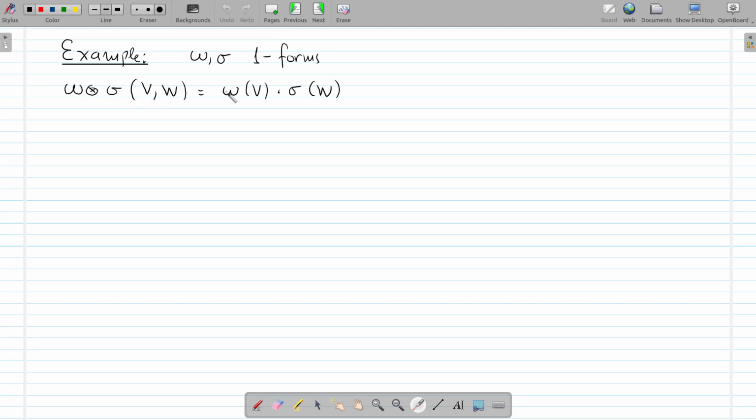Then this action is given by the product of the separate actions of omega on the first slot v and sigma on the second slot w. But we know what those actions are, because we know the forms omega and sigma. As a special case, consider the elements of a coordinate basis, d mu and d nu, where d mu takes the slot of v and d nu takes the slot of w. So you see that when the tensor product acts on those two coordinate vectors here, we just obtain the product of the two respective components, omega mu and sigma nu.